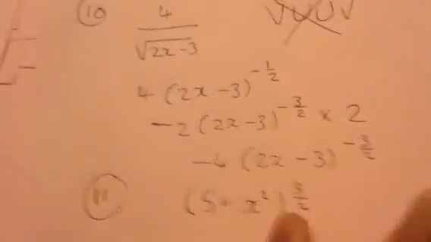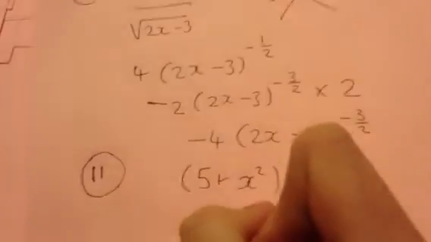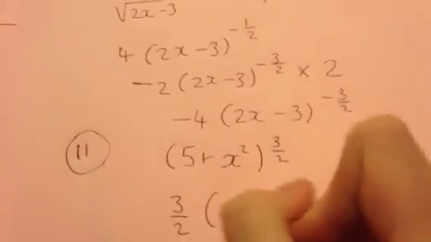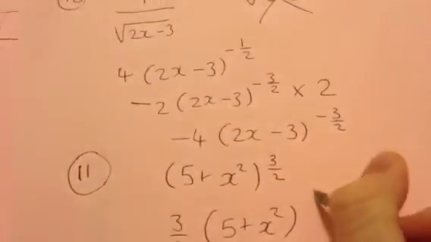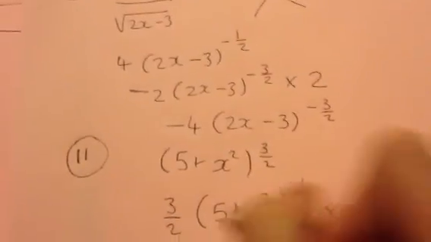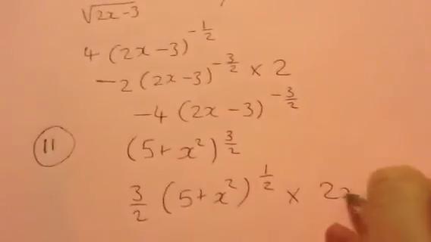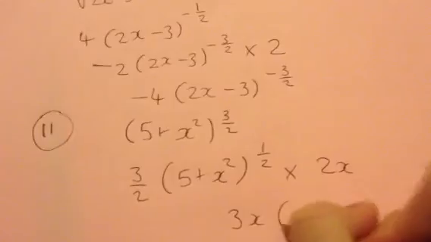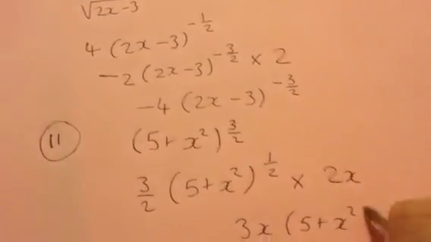And the last one. Okay, so I've talked for a bit long on this one. (5 plus x squared) to the power 3 over 2. Now again, this is chain rule again, so you bring 3 over 2 to the start, (5 plus x squared), take a power off, a half, and you times by the differential of the brackets, 2x, so I end up with 3x(5 plus x squared) to the half.